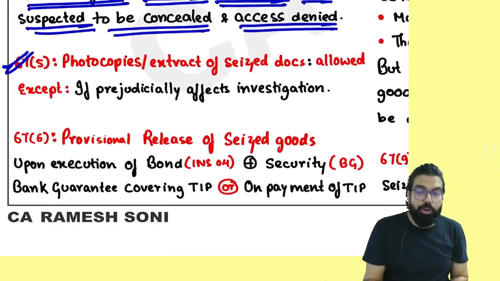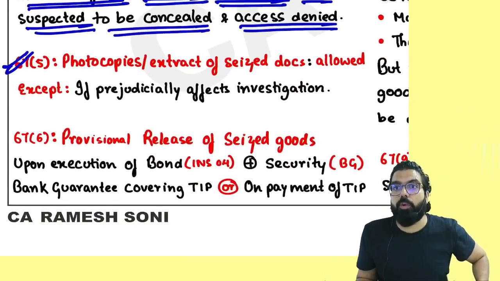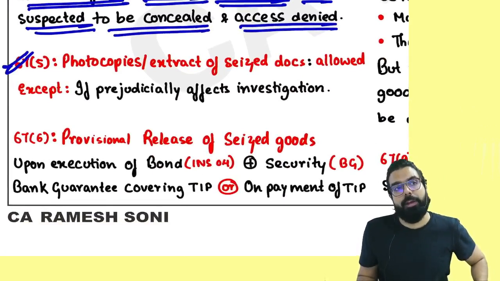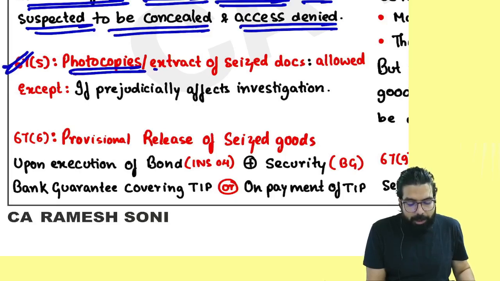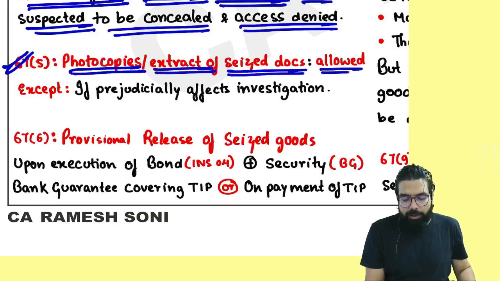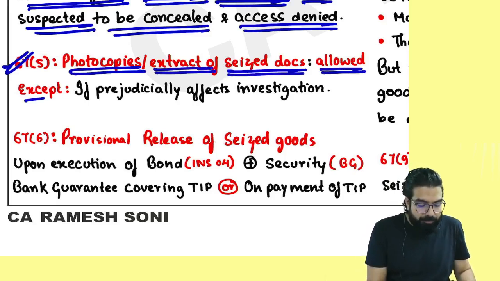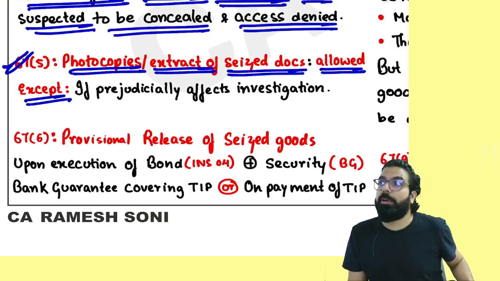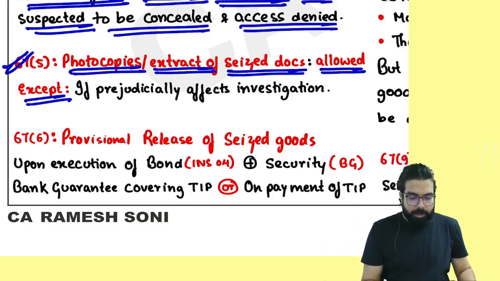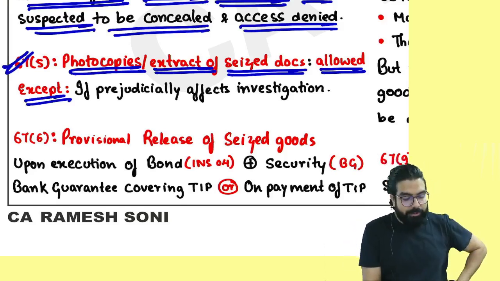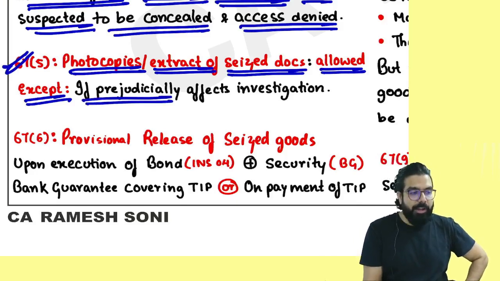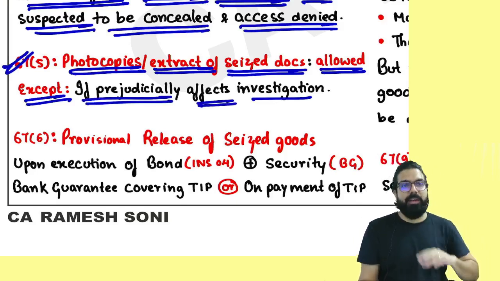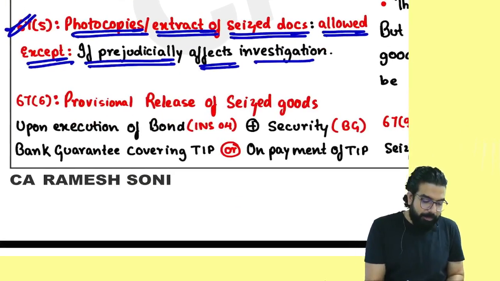Next. Sir, my documents which you are taking, please give me a photocopy. Always remember, photocopies or extracts of the seized documents will always be allowed. But if he feels that giving you the details of your suppliers and your buyers might lead you to call them and tell them to run away, then they will not give you. The exception is if it is going to prejudicially affect the investigation, they will not give you the details.